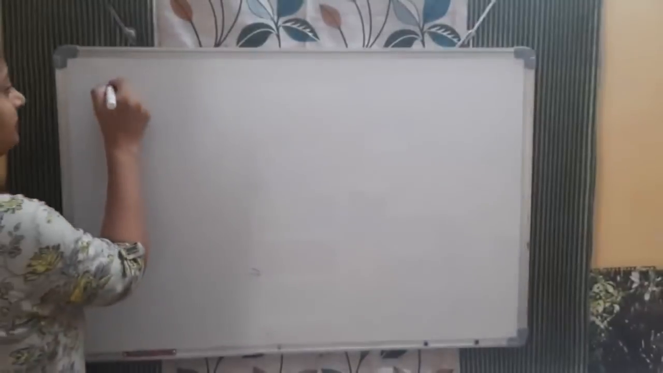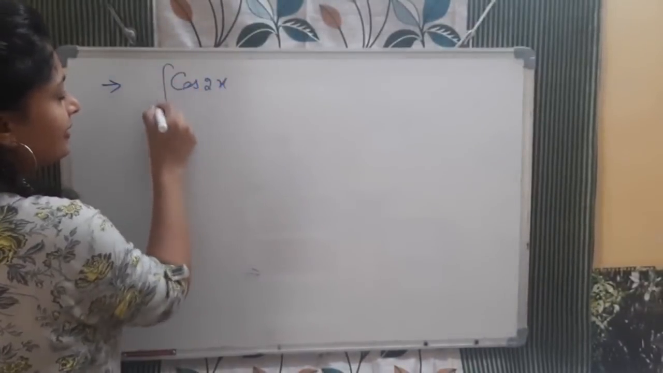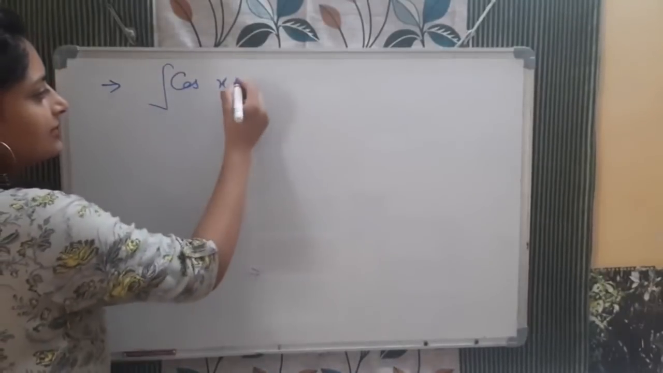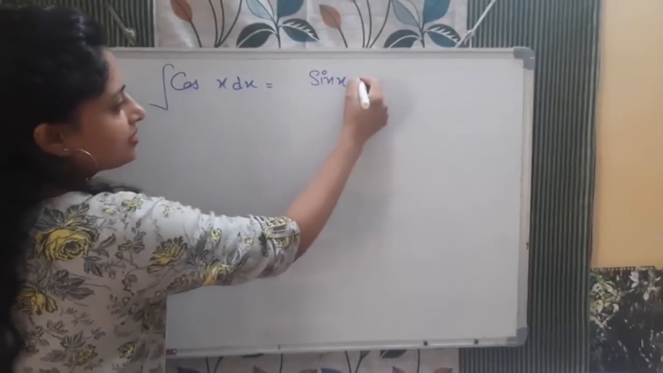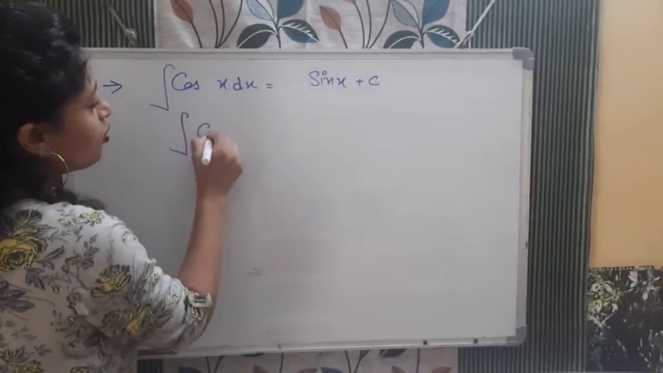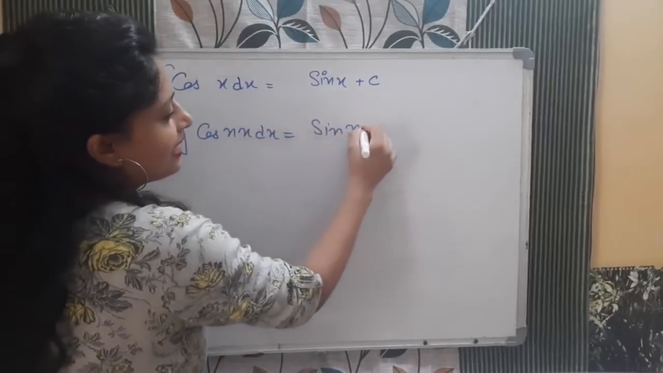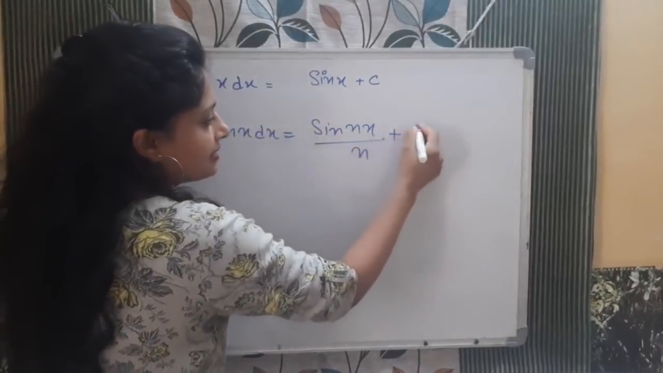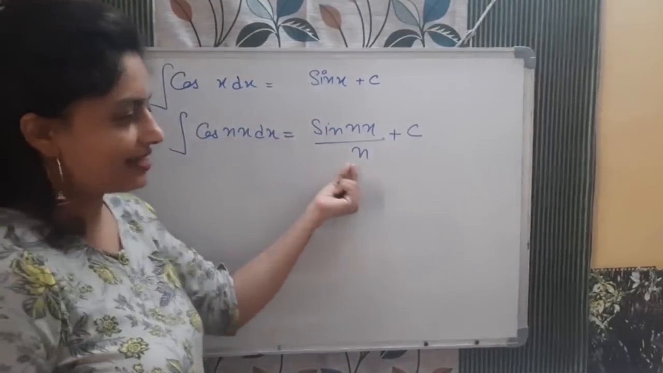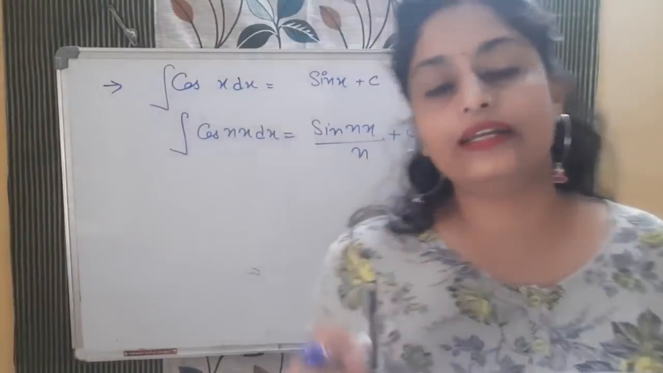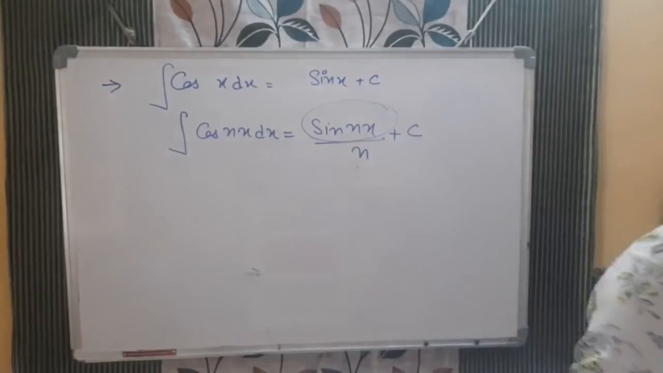So next is what? Cos. If I say cos 2x, integrate it. First we do the simple one. Cos x dx. If you integrate, it will be sin x normal. Sin x plus c. If I say it is cos nx dx, so what will happen? Sin nx divided by n plus c. This will be your answer. Whatever the value with x, you will divide by it. Okay? You need to divide this answer by that value, n, plus c. So this was about the sin and cos.